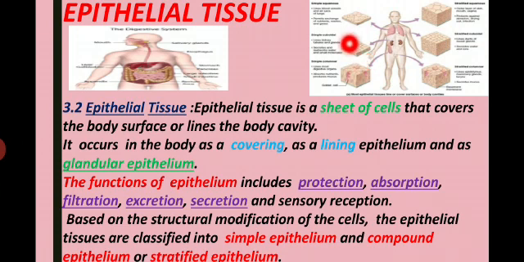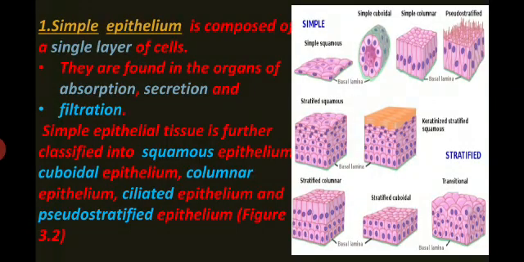Compound epithelium is otherwise termed stratified epithelium. In simple epithelium, you see the structure is made up of a single layer of cells; we term that simple. Compound means one or more layers of cells. Simple epithelium is found in the organs of absorption, secretion, and filtration. You already know the processes of absorption, secretion, and filtration from the lower classes.